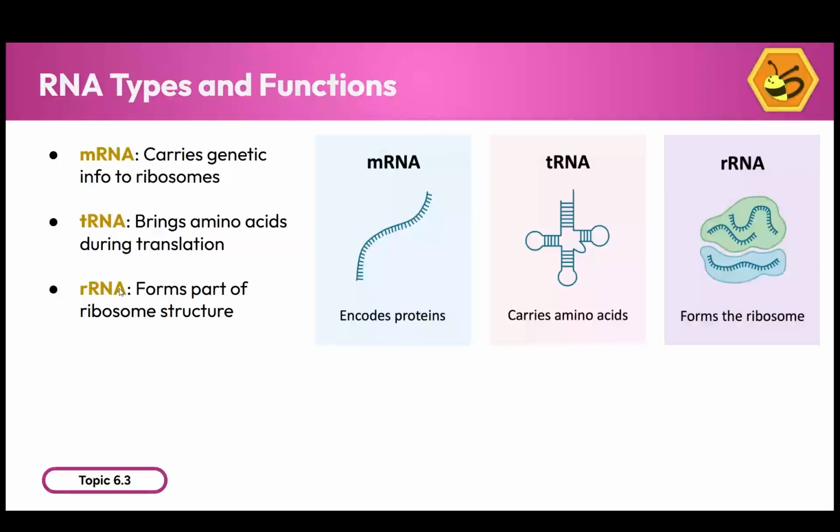First of all, there are 3 different RNA molecules. There's mRNA, which carries information from the DNA to the ribosomes. There's tRNA, which brings amino acids to the ribosome during translation. And there's rRNA, or ribosomal RNA, which makes up part of the structure of ribosomes and helps catalyze protein synthesis. As you can see right here, this diagram illustrates it perfectly. mRNA encodes for proteins, tRNA has a funky structure and carries amino acids, and rRNA forms up the ribosomes.